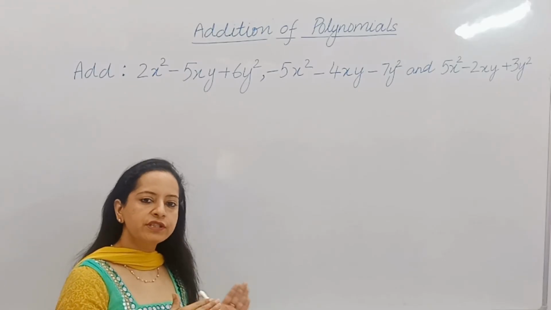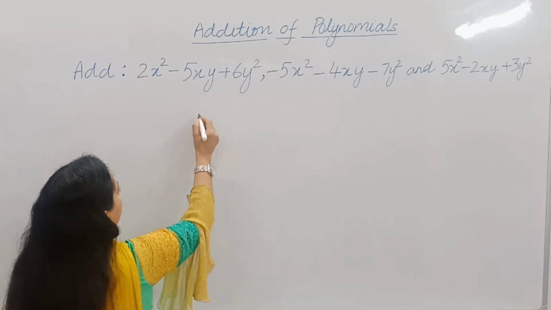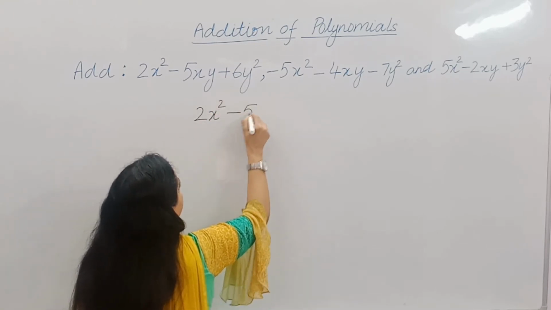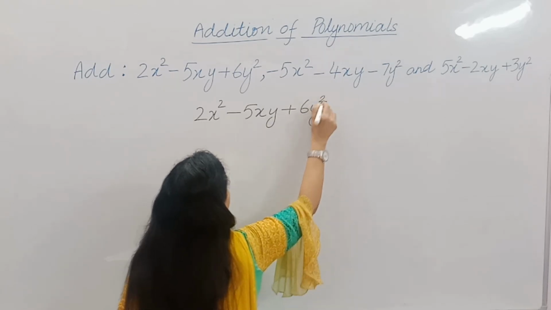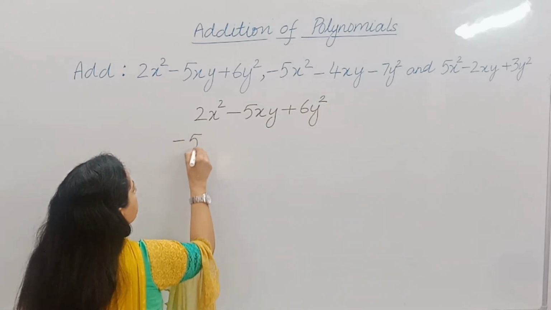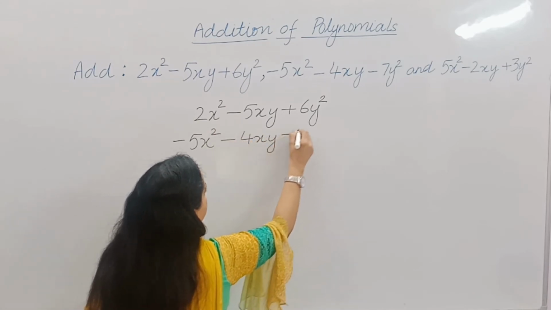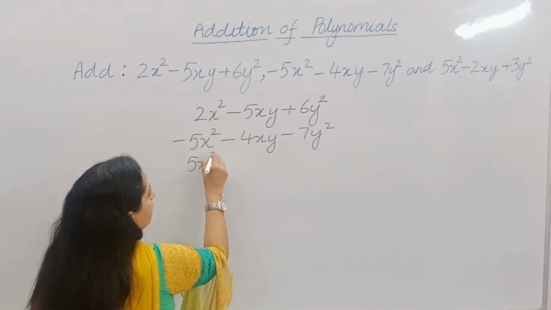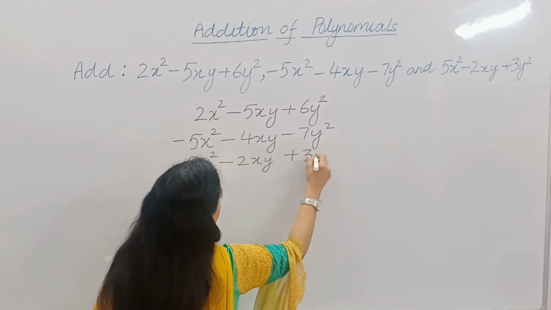Now let us do the same question by the column method, writing the polynomials one below the other. The first one: 2x square minus 5xy plus 6y square. The second polynomial: minus 5x square minus 4xy minus 7y square. And the third one: 5x square minus 2xy plus 3y square.